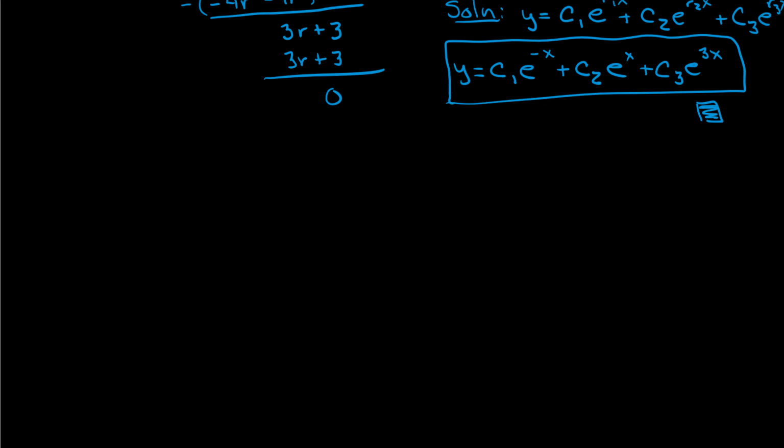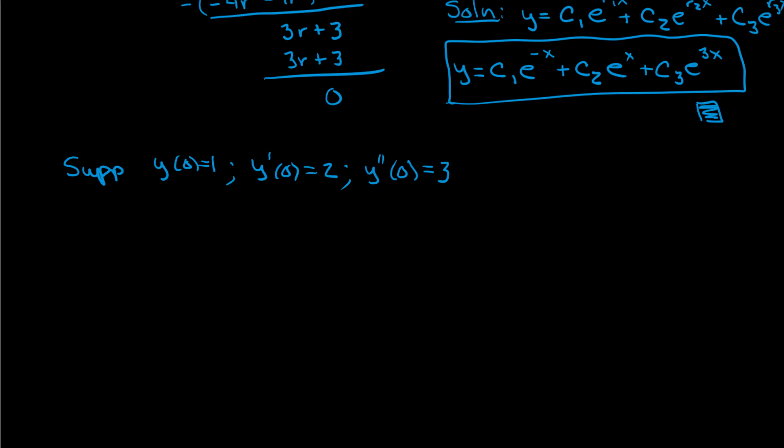Well, what if we were given some initial conditions? Using this exact same problem, suppose that we also knew the following. We knew that y of 0 equals 1, y prime of 0 equals 2, and the second derivative evaluated at 0 equals 3. So in addition to being given our equation, we're given some initial values. From this, we can go ahead and solve for C1, C2, and C3.